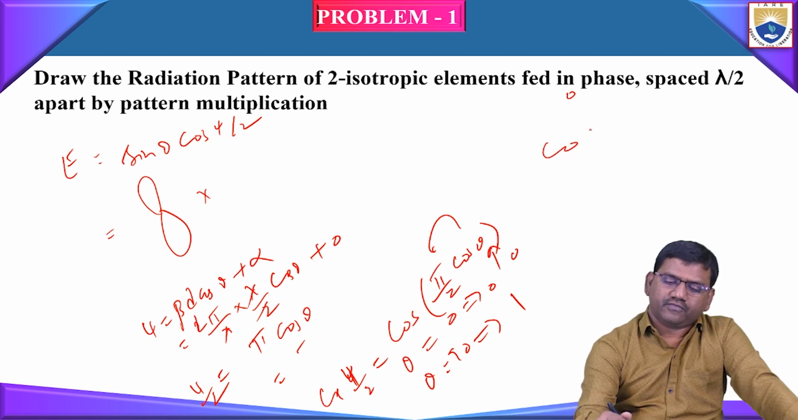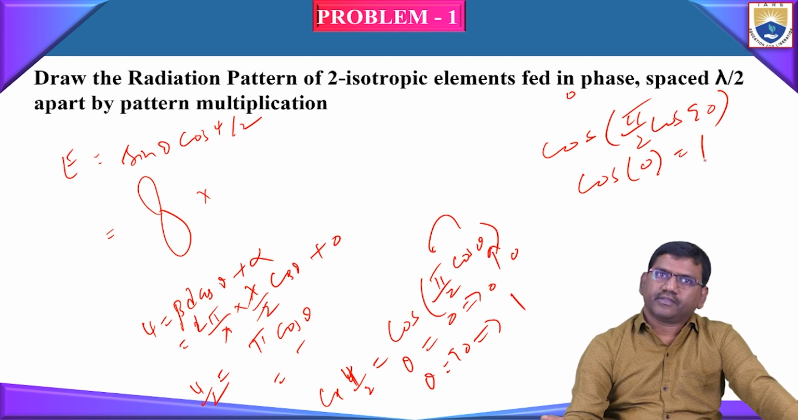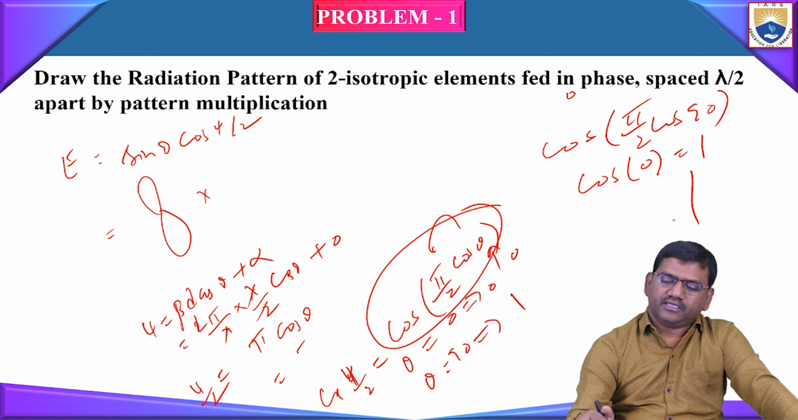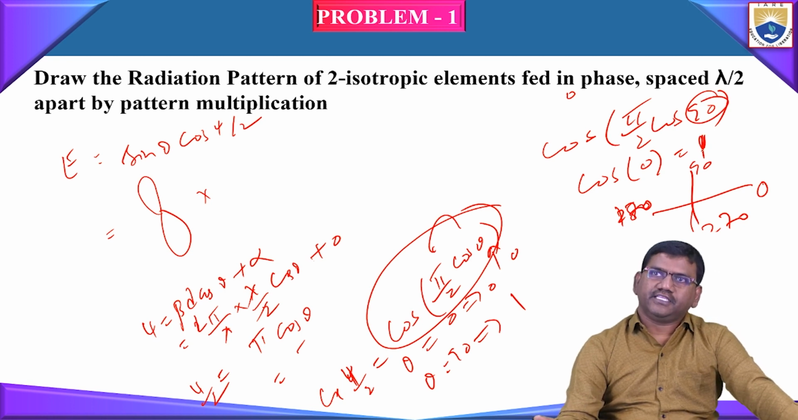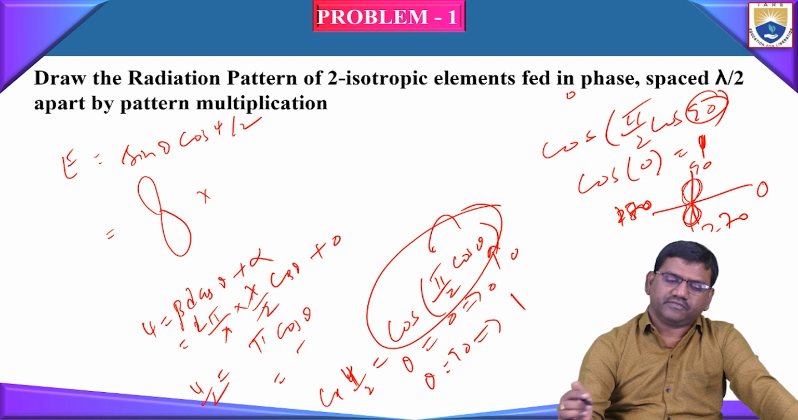So cos of pi by 2, cos 90. So cos 90 is 0 here. So cos of 0 is equal to 1. Hence, for this function, the radiation will be like this: 0, 90, 270, 180, 270. So when it is 90, it is 1. So when we are taking theta as 90, the maximum value is 1. So the radiation pattern will be maximum towards 90 and 270.